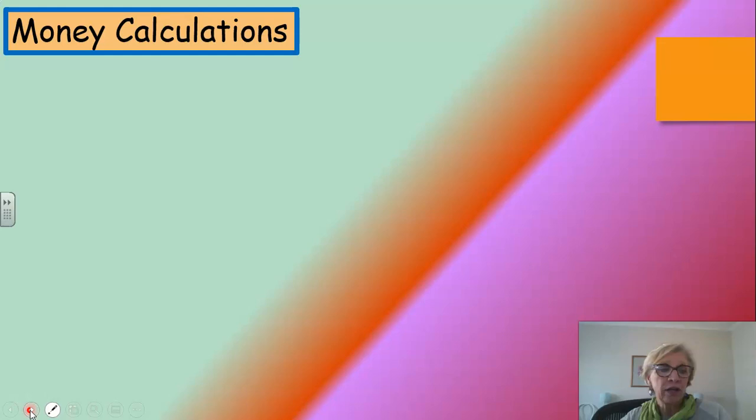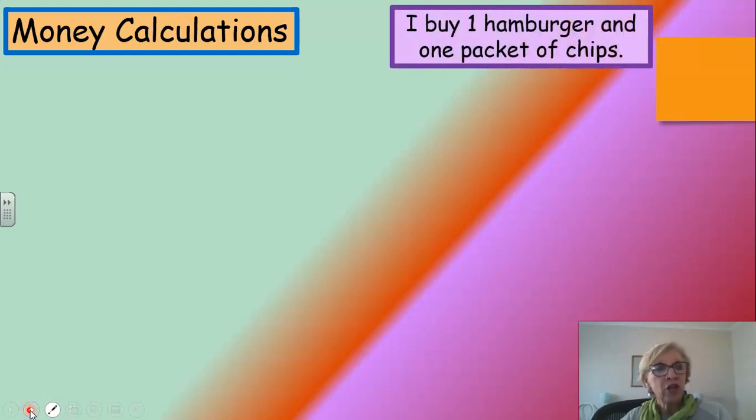Now we're going to look a little bit more closely at money calculations. And I'm going to jump straight in with adding rands and cents. Right? I'm not going to just add your rands and just your cents, because you've done that in addition and subtraction and all our four operations already. So I'm going to dive straight in to the following.